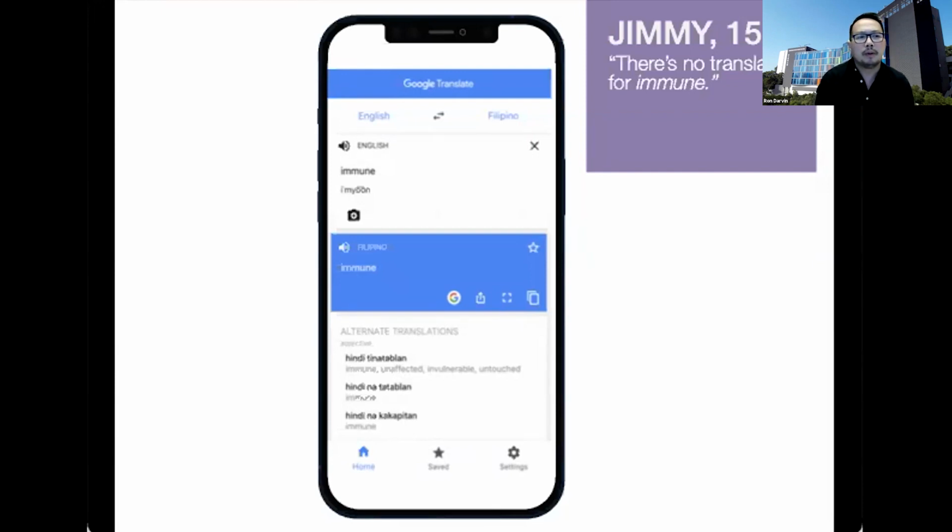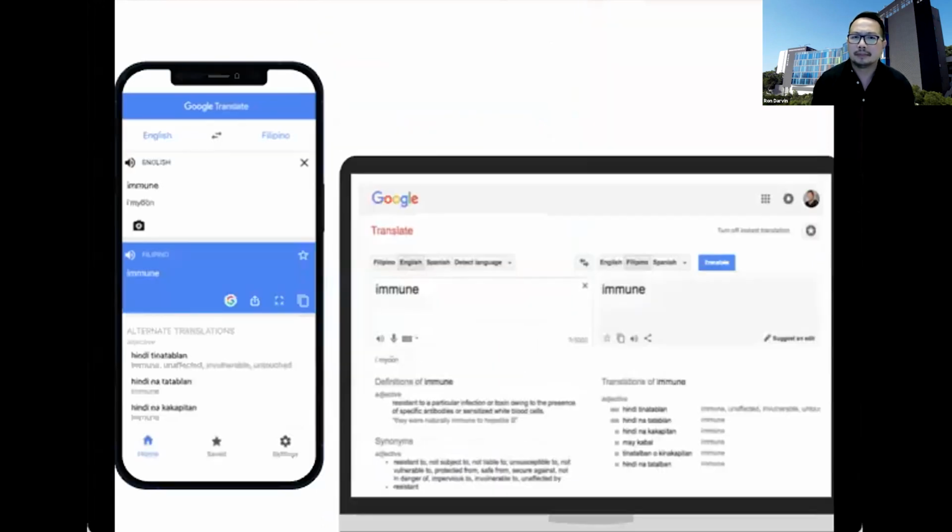And so when we look at what Jimmy has encountered, being able to look at that blue box and not looking anywhere else, you realize that this kind of layout is also something very specific to phones, right? That if Jimmy were to look at a browser from a laptop or desktop, you could see that, yes, just like in his phone, there is no translation of immune that appears in the box on the right, but it's not shaded in blue. Of course, it's a bigger screen, and therefore there's a lot more that you could see, where you are directed to what's called translations of immune below, where you could see all the other translations in Filipino.